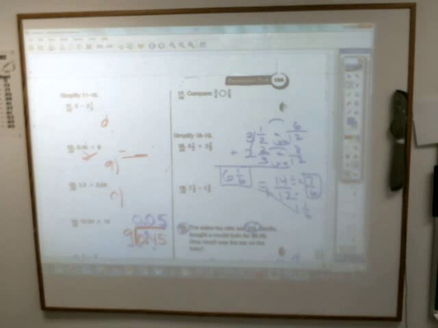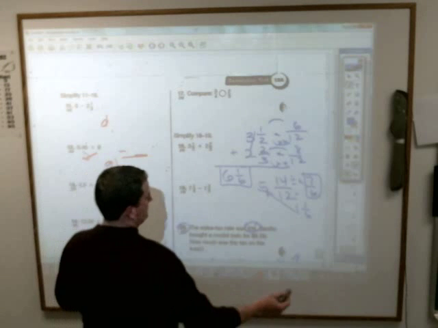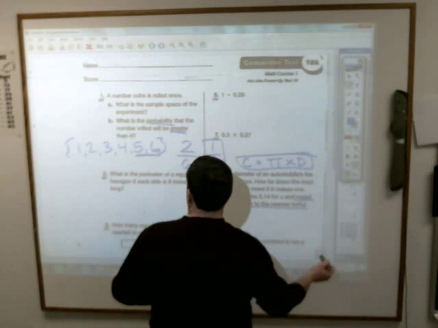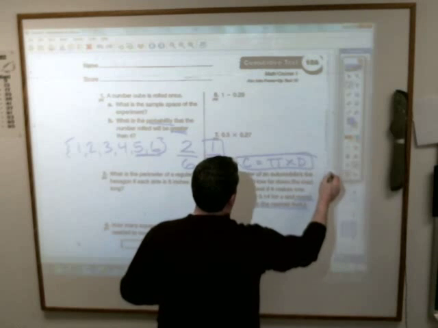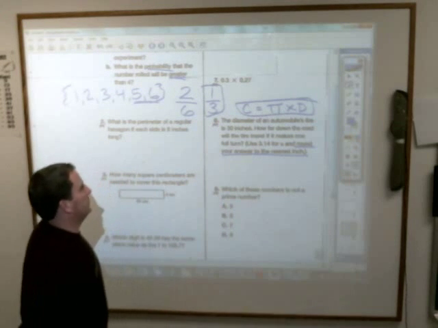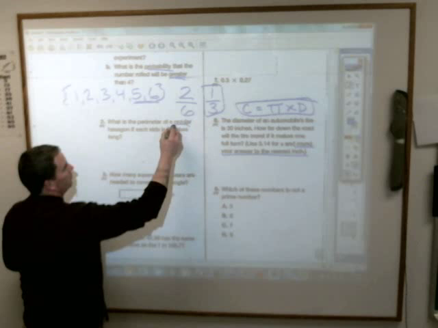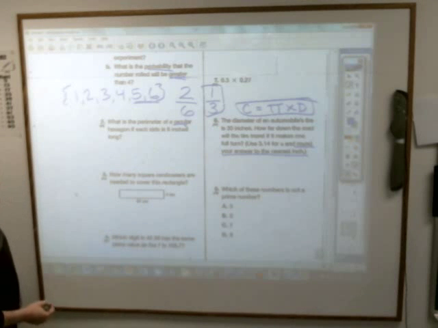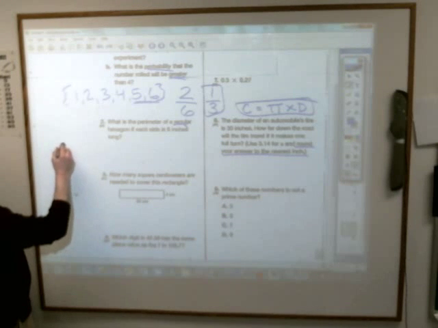Gary, I don't get how I got number 2 wrong. Did we already do number 2? No. Yeah, I think we did. No, we didn't. What is the perimeter of a regular hexagon if each side is 8 inches long? What does the word regular mean?